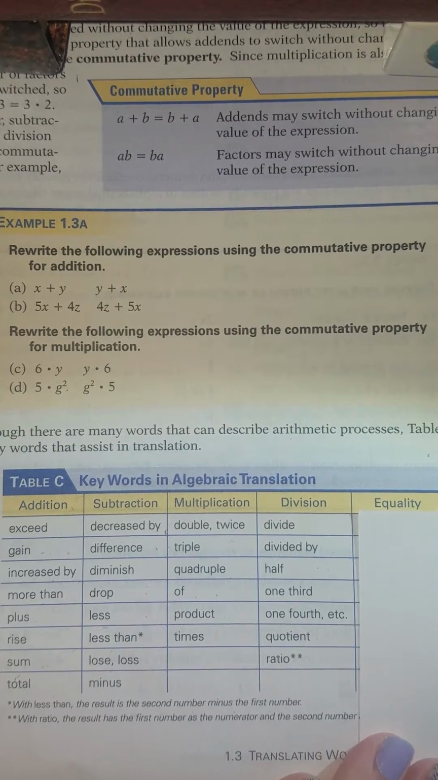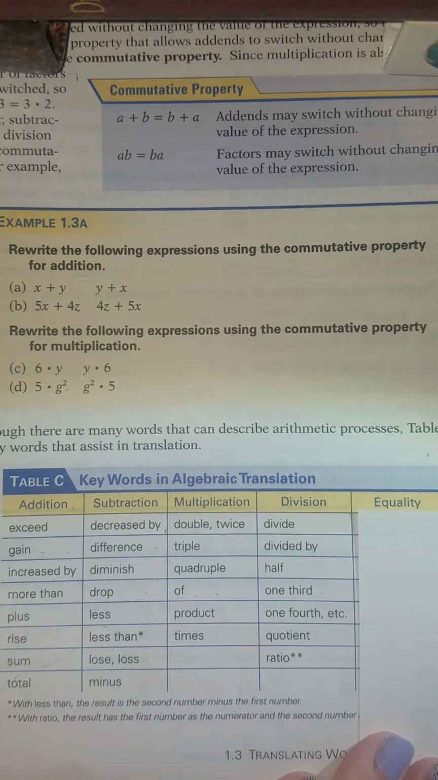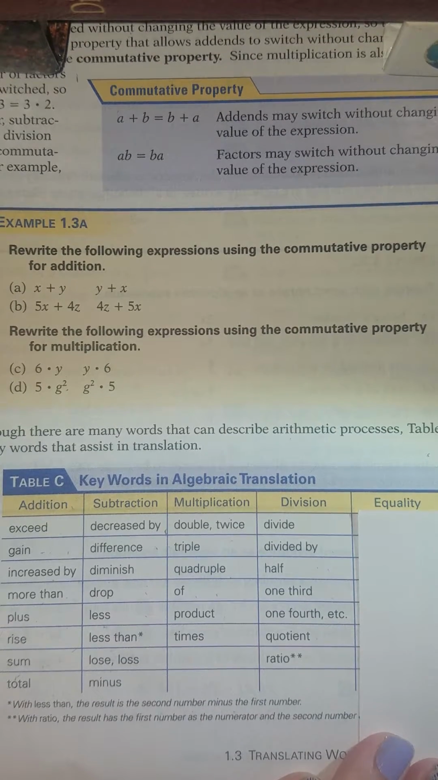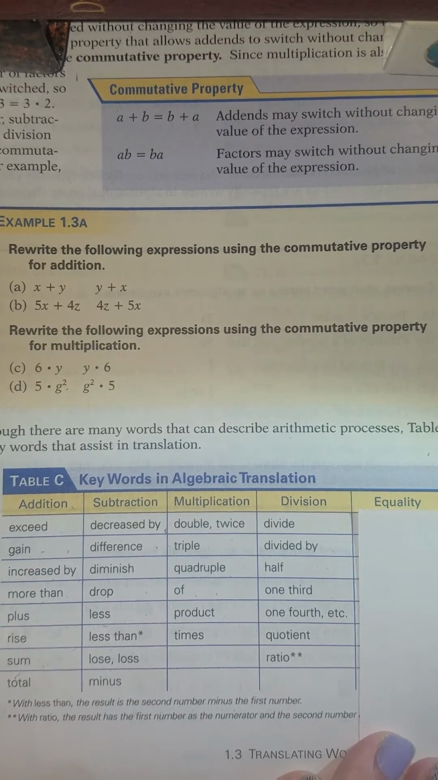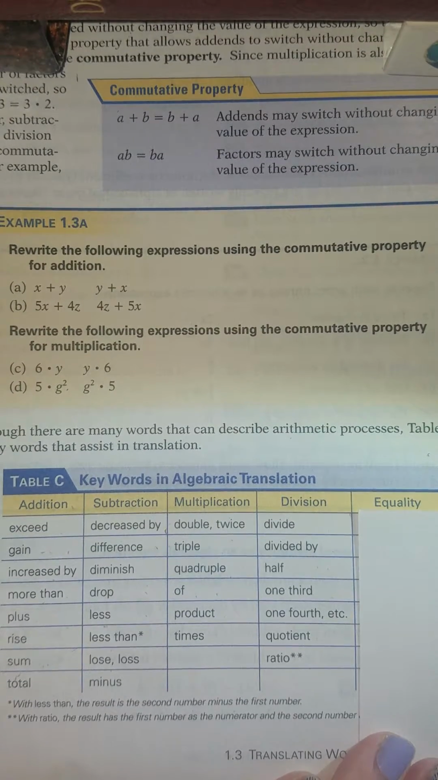And then you have the word ratio. Anytime you see the word ratio, that means put the first number that's mentioned in the numerator or on top, and the second number on bottom in the denominator. And we'll do some of those.